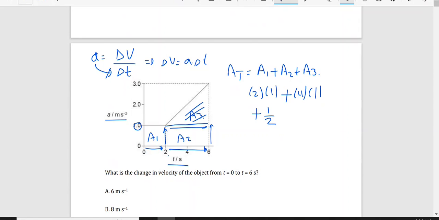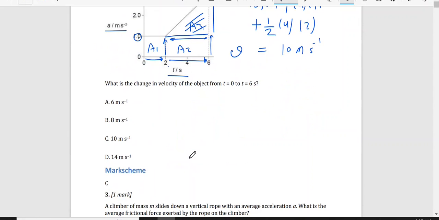The base is this distance, which is 4, times the height. From 1 till 3, the difference between them, 3 minus 1, is 2. If you calculate all of these, you should get 10 meters per second. This is the velocity, meter per second, so this will give me the value of V. So the correct answer will be C, 10 meters per second.